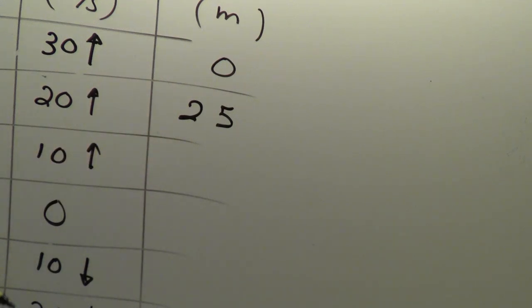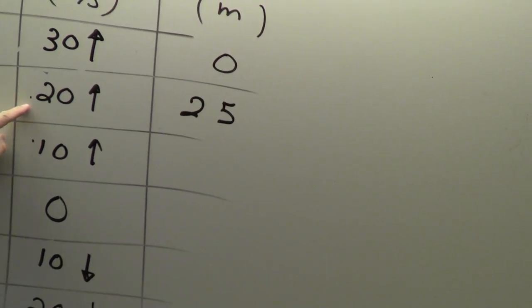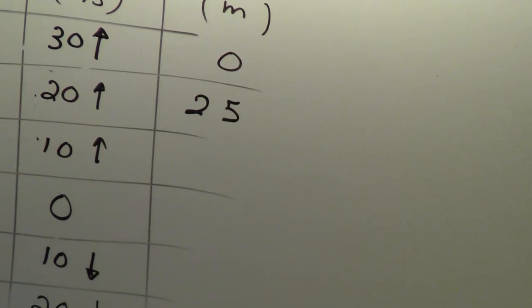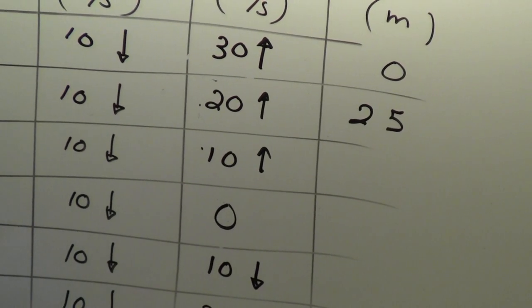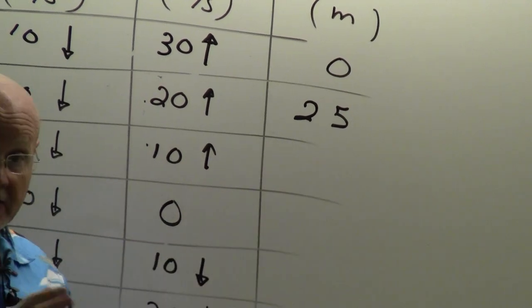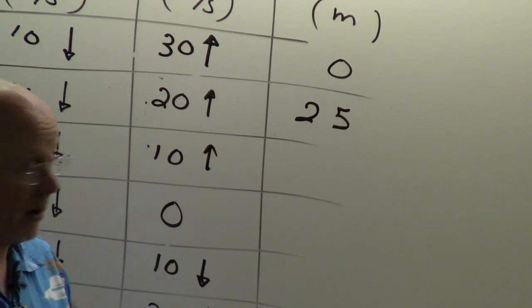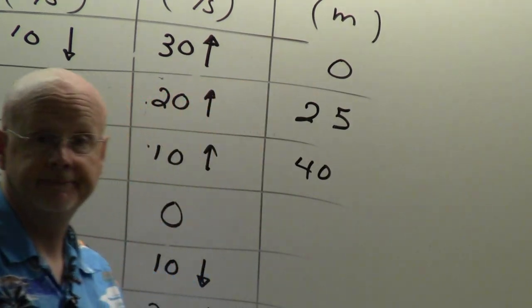Watch this. From 1 second to 2 seconds. So from here it was going 20, and then a second later it slowed down to 10. That's an average of 15. So during this time interval, from 1 to 2, it had an average speed of 15. So that means it should go 15 more. So it's already 25 in the air, and it's going to go 15 more. So that should be 40.